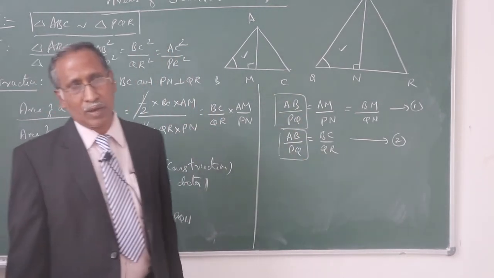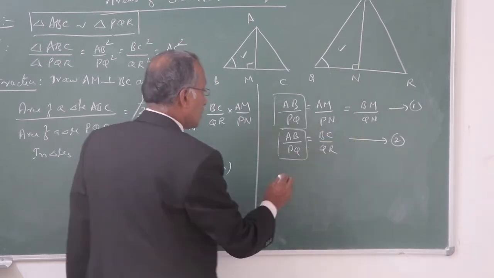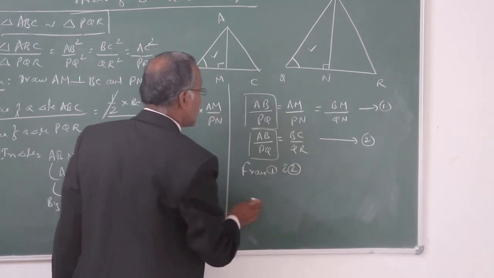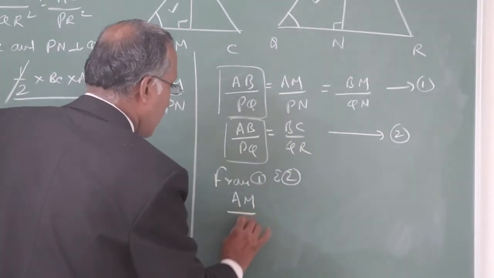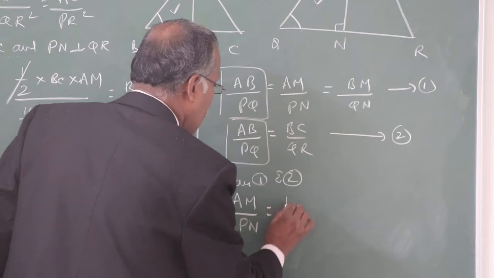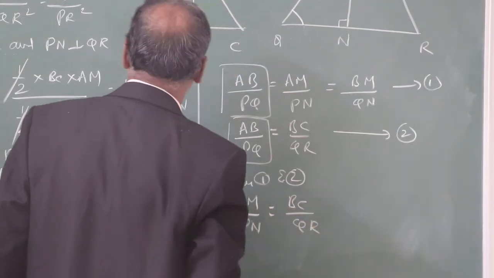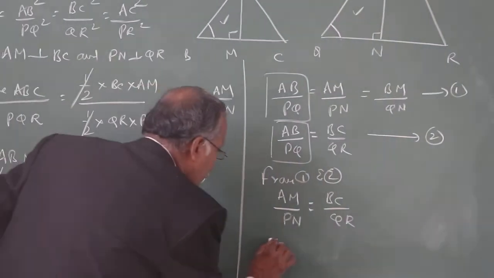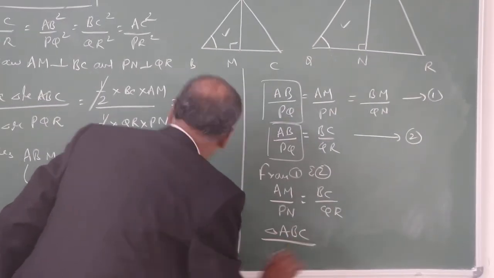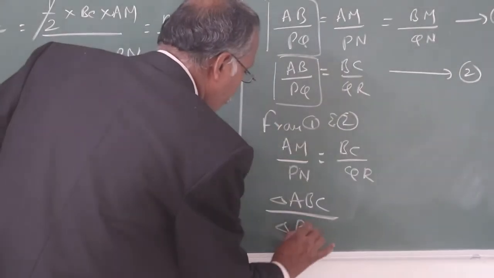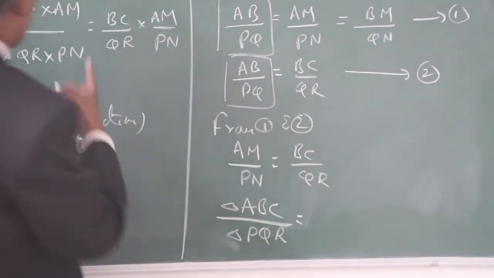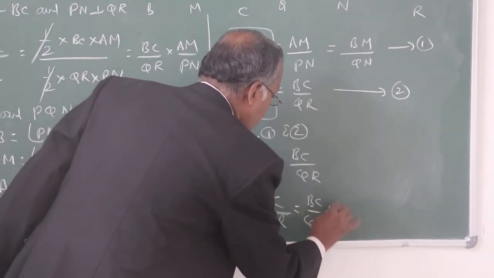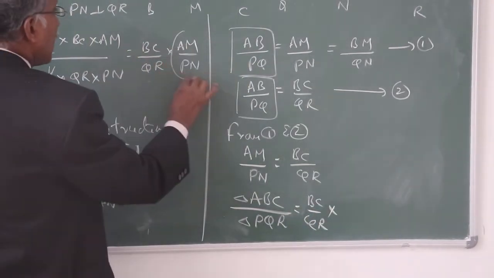When LHS terms are equal, their RHS terms must be equal. So, from 1 and 2, we say that AM by PN is equal to BC by QR. Now, area of the triangle ABC by area of the triangle PQR is equal to BC by QR into AM by PN.